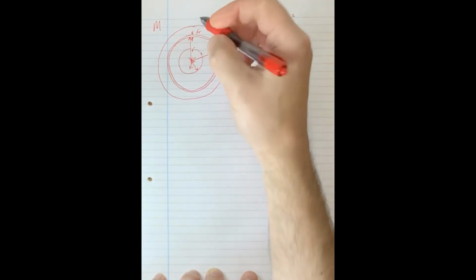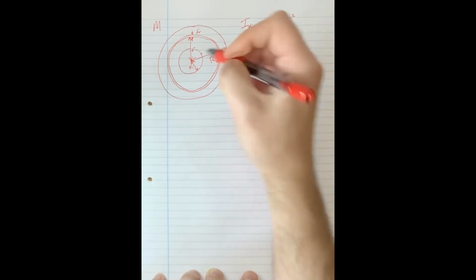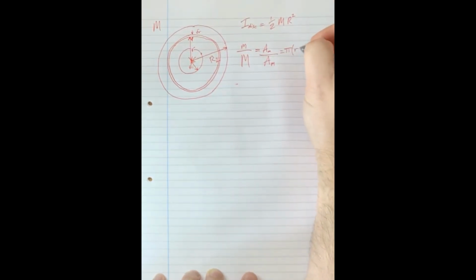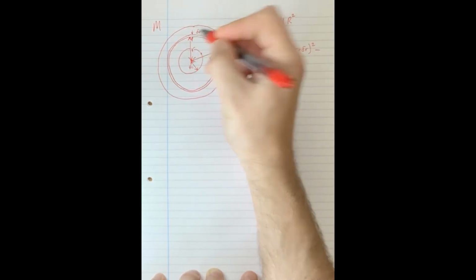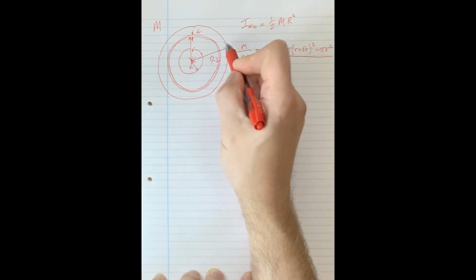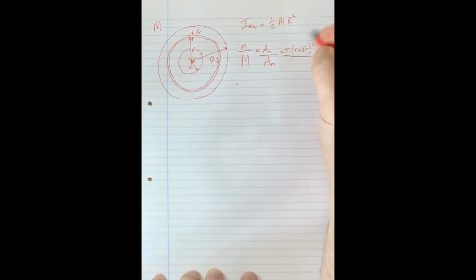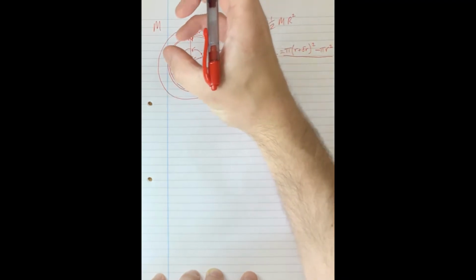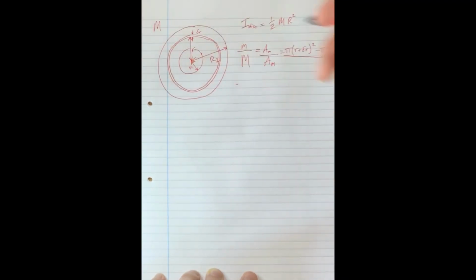So the outer circle would be pi (r plus delta r) squared. Square that, and then we would take away the inner part, which would be pi little r squared. And then before, the overall disc was just pi r squared, but this time it's going to be pi r2 squared minus pi r1 squared. So we work out the area of the large circle minus the smaller circle, we get the area of that thick ring: pi r2 squared minus pi r1 squared.